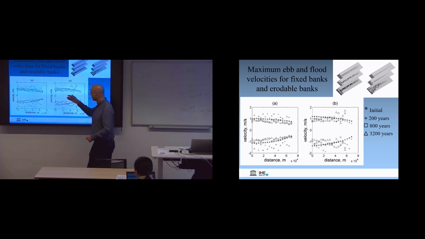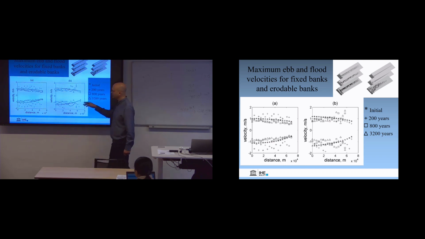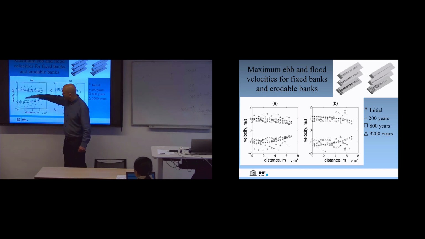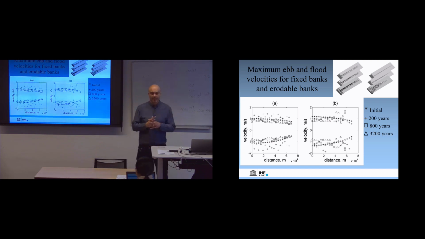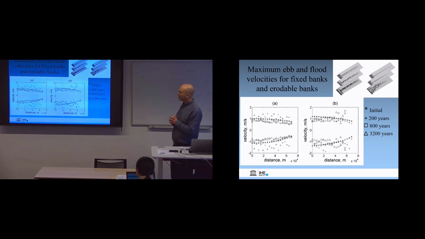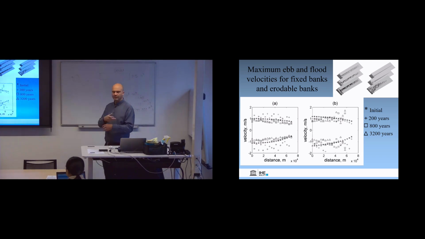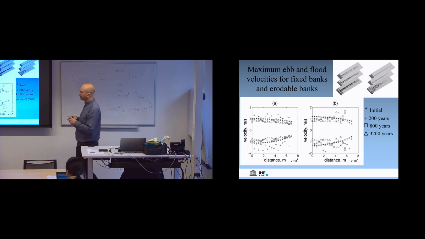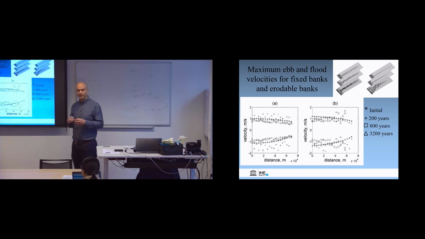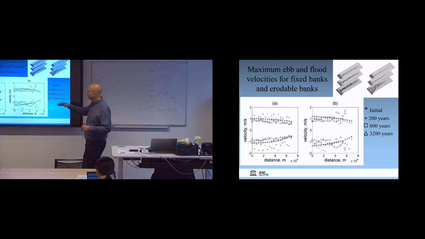But later on, that's the squares and the triangles, you see that the velocities decrease because the channels get deeper and the shoals get higher, and basically the morphology evolves into a kind of configuration where it feels at ease and there's less morphodynamic activity. And less morphodynamic activity means lower velocities. And you see the same trends for the erodible banks basin.